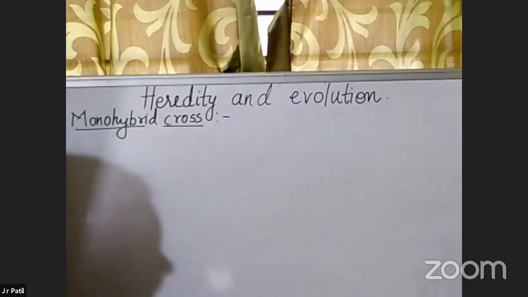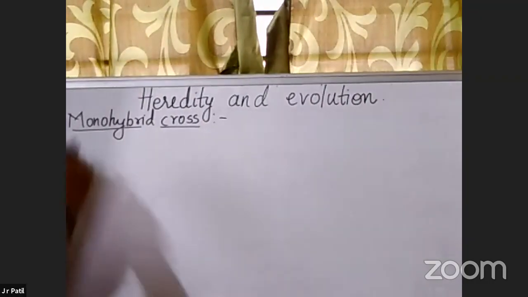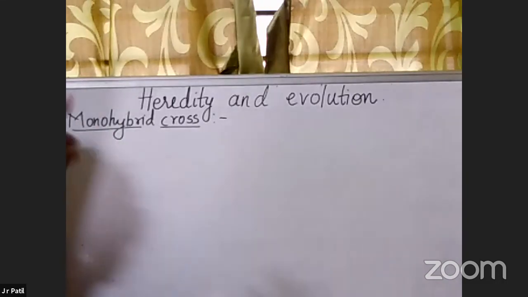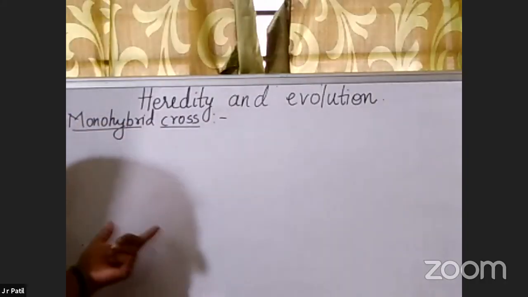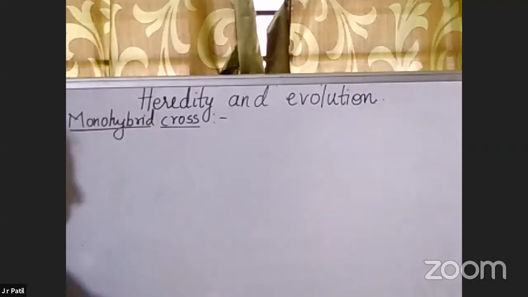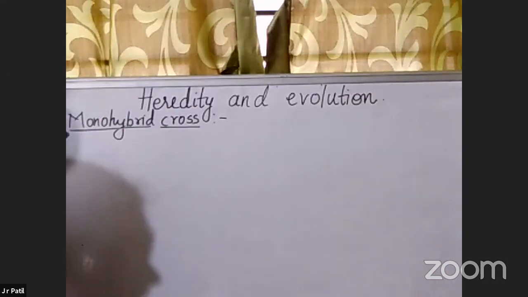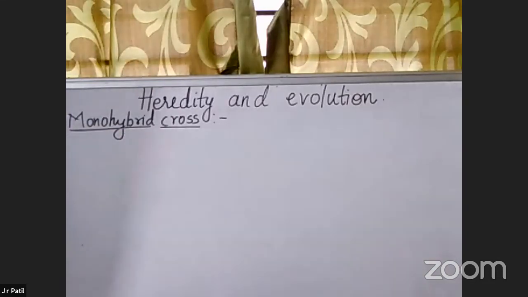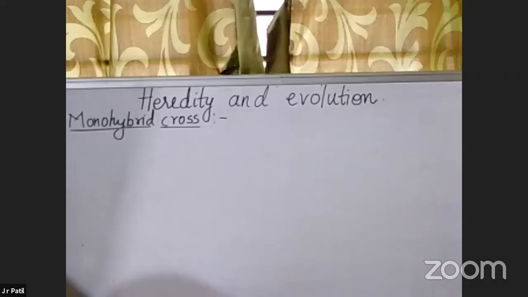Monohybrid cross. The meaning of it is, mono means one. Monohybrid, one character. We have to cross one plant with another plant which is differing in only one contrasting character. Only one contrasting character if you take at a time, it is called monohybrid cross. Clear? So, the cross between two pea plants with one pair of contrasting characters.